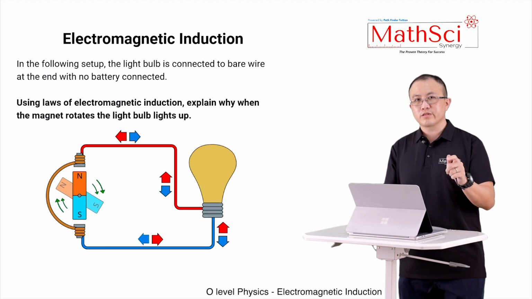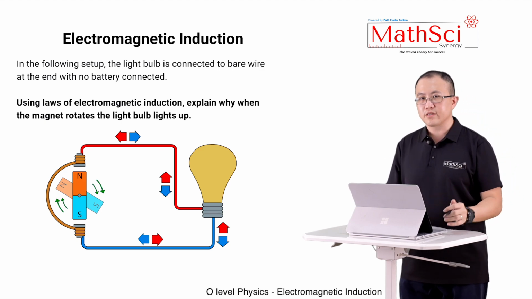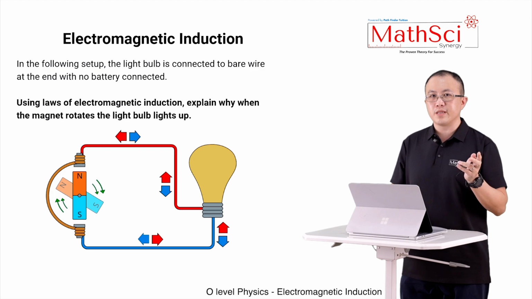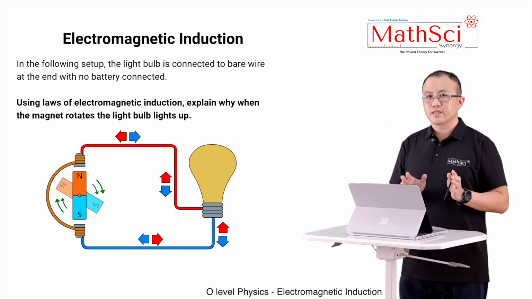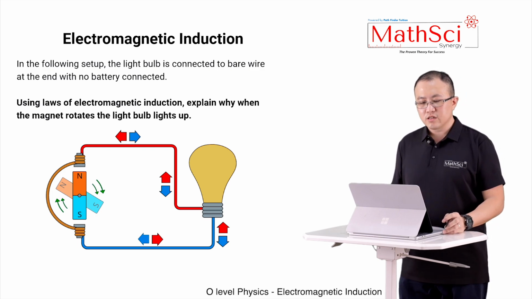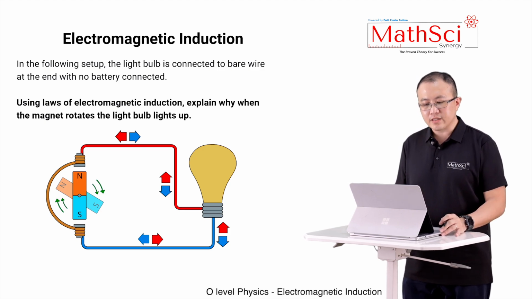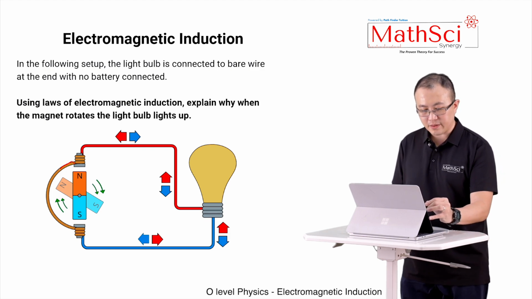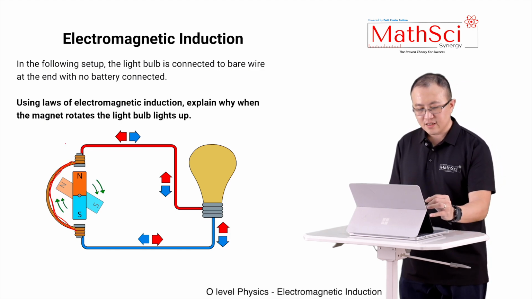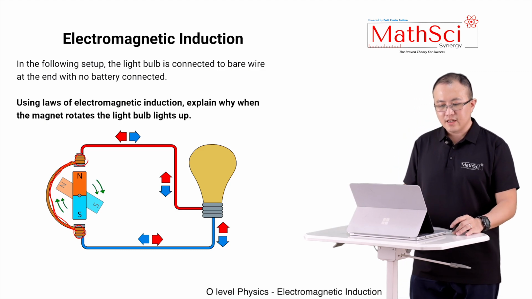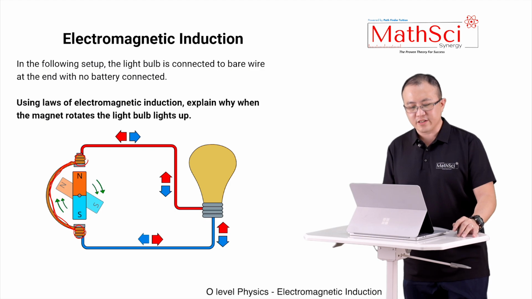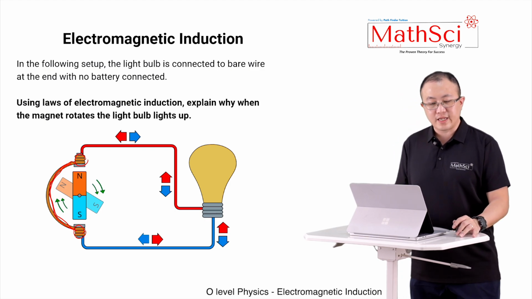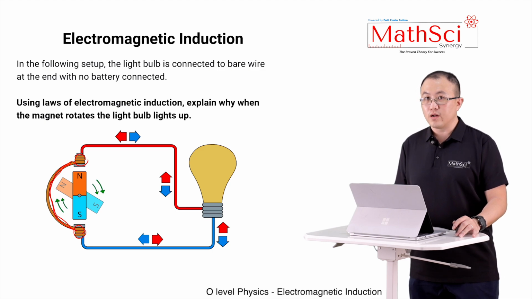Okay, now we're going to close up the lesson by looking at two example questions. You might find this question fairly familiar because this is normally what you will be asked in the exam as well. The first one pertains to Faraday's law. In the following setup, the light bulb is connected to a bare wire, and there's also a solenoid here, with no battery connected. Using the laws of electromagnetic induction, explain why when the magnet rotates, the light bulb will light up.